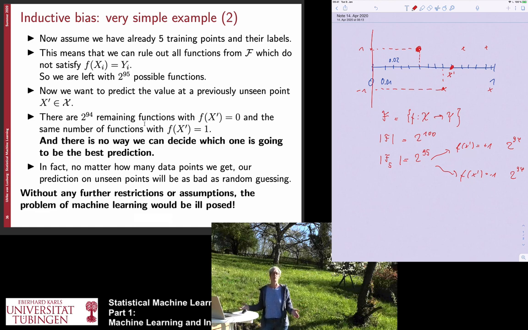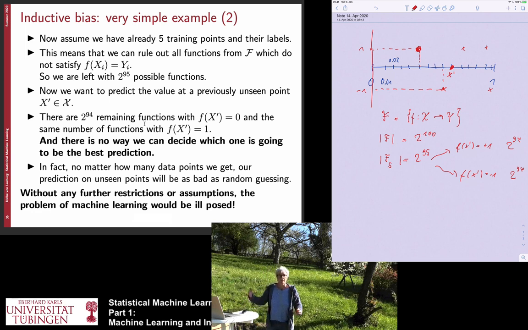Now, what are we supposed to predict for this new data point? We don't have a clue. There are as many functions for +1 as there are for -1, and we don't have any clue that would tell us which of these functions is more plausible for this particular data point. And this is where the inductive bias kicks in. If we do not have any bias, there is no way in which we can decide what is the correct function here. We need this inductive bias, otherwise we're doomed here.